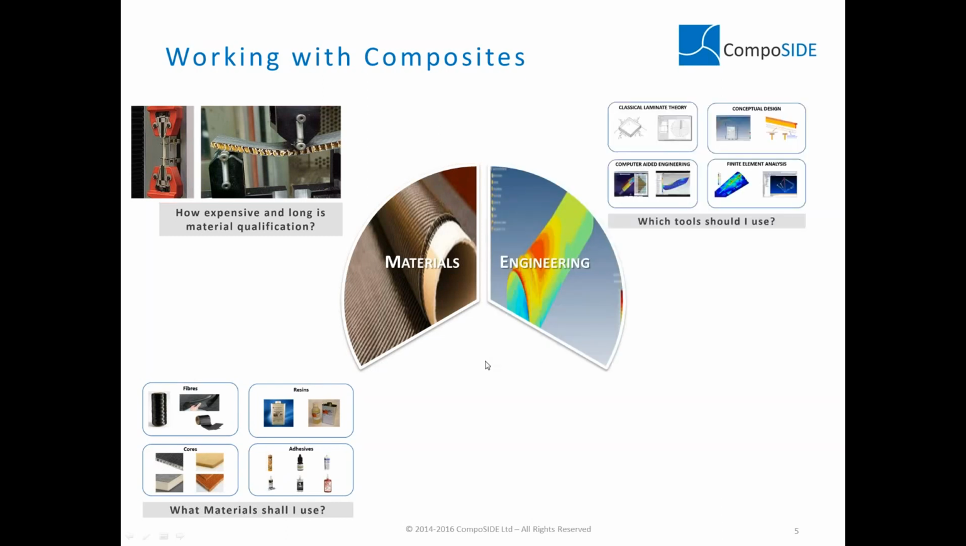Following the material selection, we enter into the engineering, or let's say the design side of things, and there are numerous tools and processes that we can use. Initially, we would look at using classical laminate theory tools or spreadsheets. We then start conceptualizing the design, and then use computer-aided design, CAD, computer-aided engineering, or finite element analysis tools in order to assess the performances and modify our design.